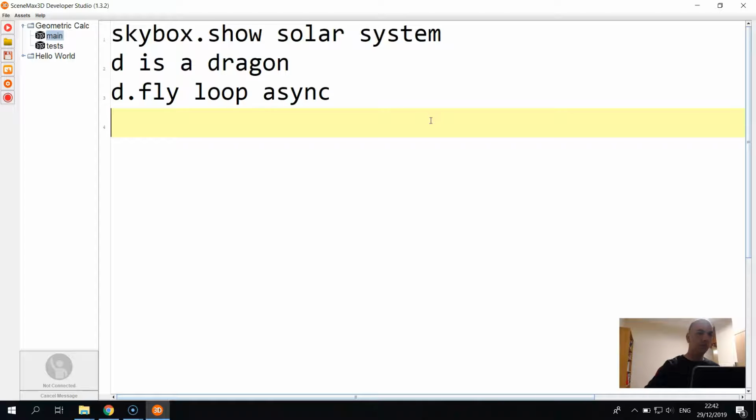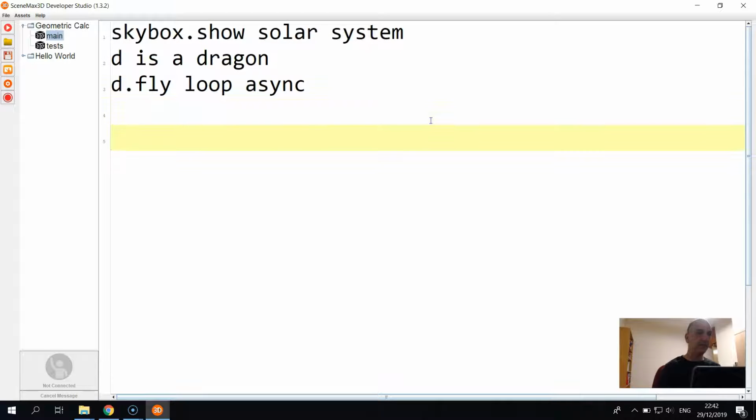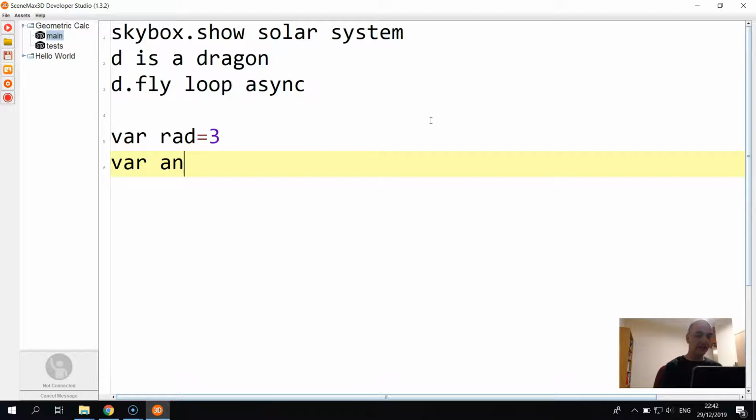First I'm going to define the radius of my rotation. So let's say radius equals 3 meters. Next I'm going to define the angle. So the angle is going to be, let's say, 0. I'm going to start with 0 and do a full rotation of 360 degrees. Great.